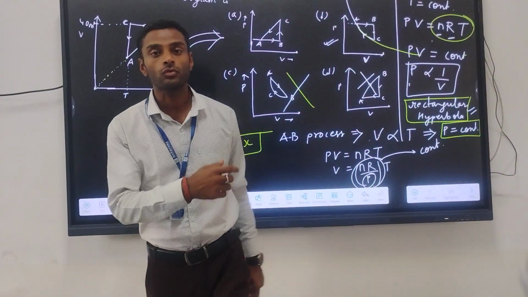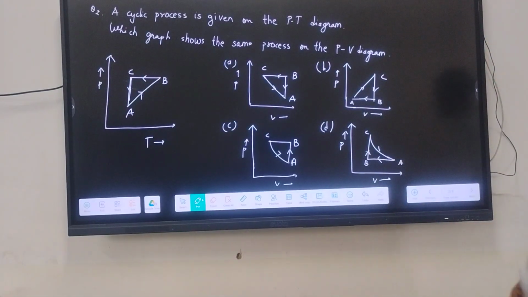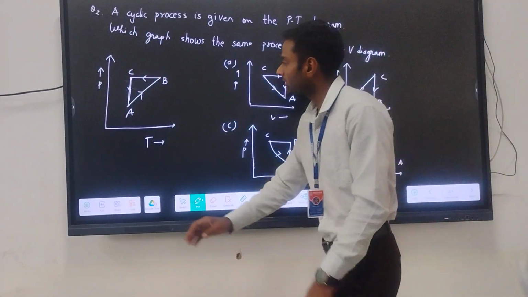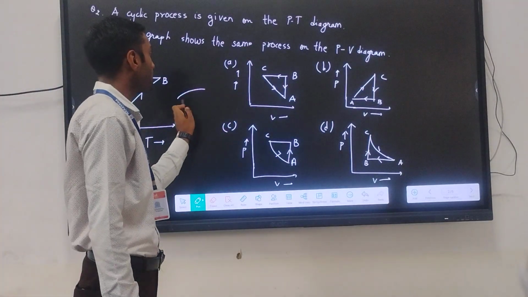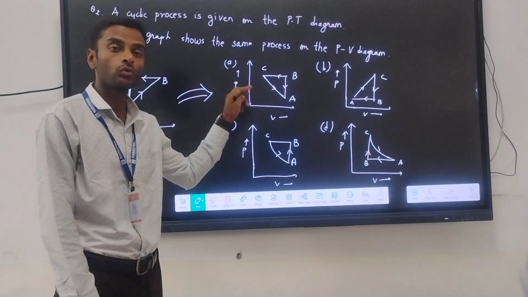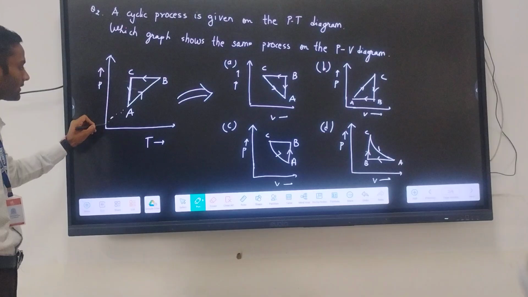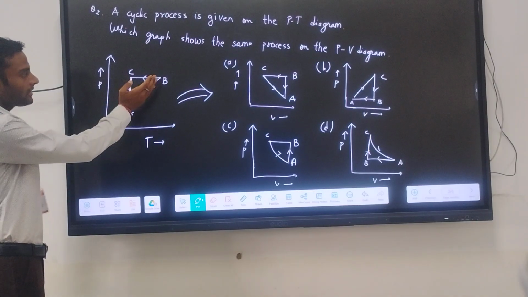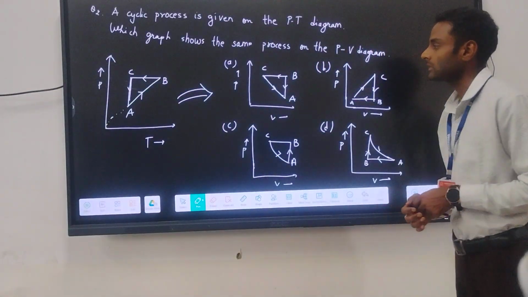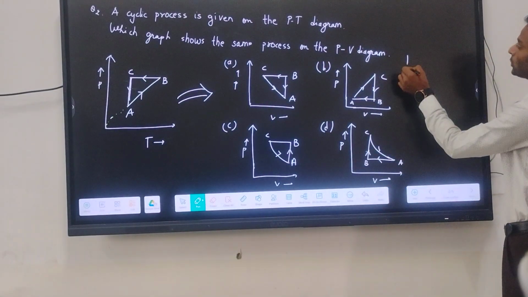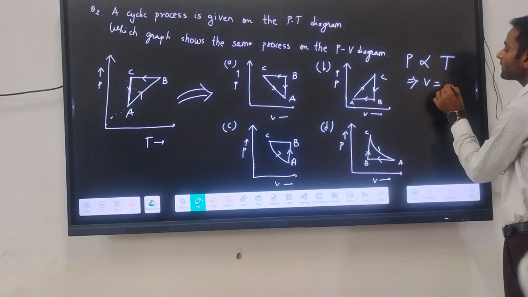So we will move to the next question. It is a similar question. Here a PT graph is given. Which graph shows the same process? Again, look at this. This AB is P directly proportional to T. If P is directly proportional to T, that means V is constant.